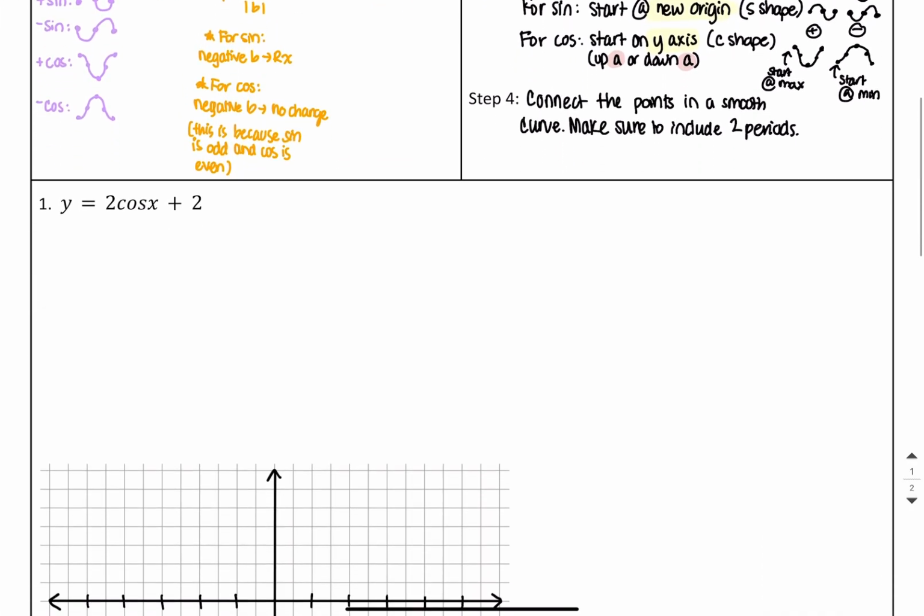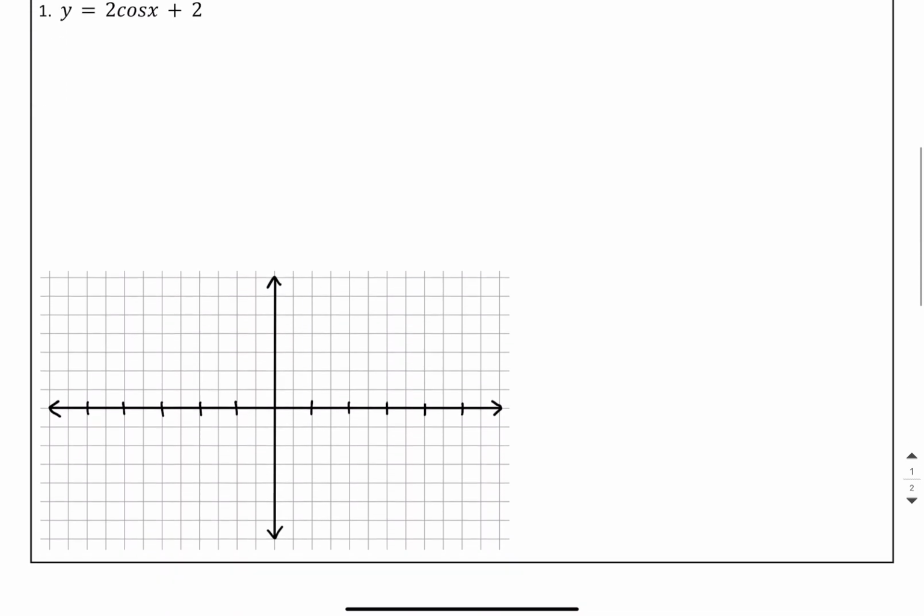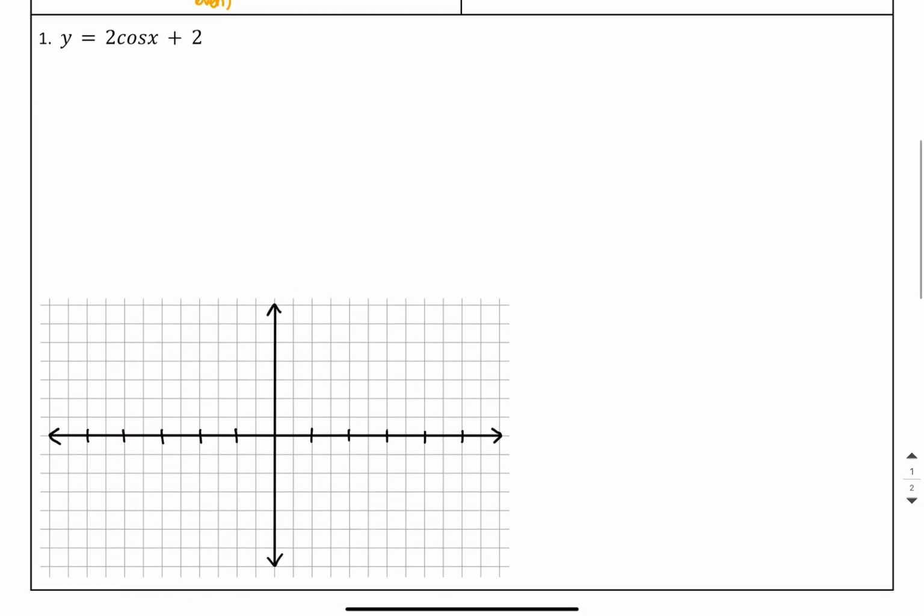Okay, I'm going to do one example in this video. y equals 2 times cosine of x plus 1. One thing that I see is the 2 in front. That is my amplitude, so it tells me my amplitude is 2, which is something I need to include in my graph.